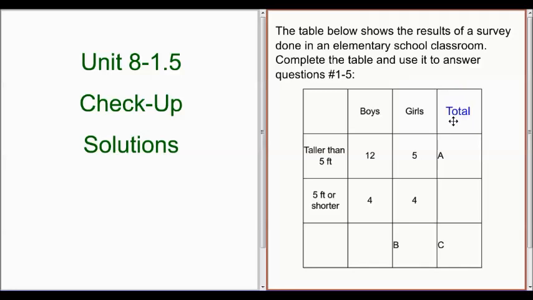12 plus 5 boys gives me 17 total people taller than 5 foot. 4 plus 4 gives me 8, which is 8 people 5 foot or shorter, for a total of 25 people in the class. 17 plus 8. We also have 5 plus 4, 9 total girls in the class, and 12 plus 4, that is 16 total boys in the class.